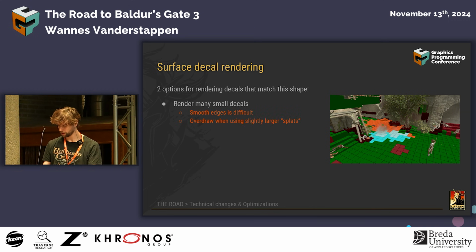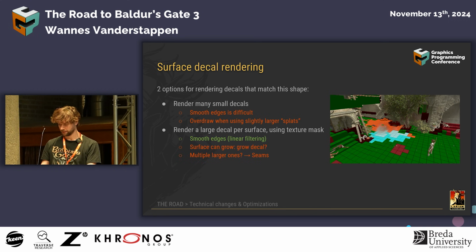Well, two options. We can render many small decals, one per tile, but getting smooth edges then is quite difficult unless we spawn slightly larger ones and just splat them over each other, but that's a lot of overdraw. We could also render a larger decal using a texture mask, and that gives us smooth edges because we use linear filtering. But the surfaces can grow, so do you then grow the decal, or do we render multiple larger ones, but then you get seams? So this was kind of a difficult problem to solve.